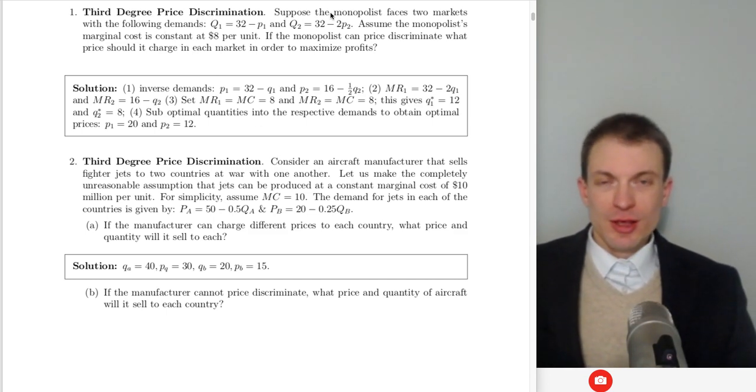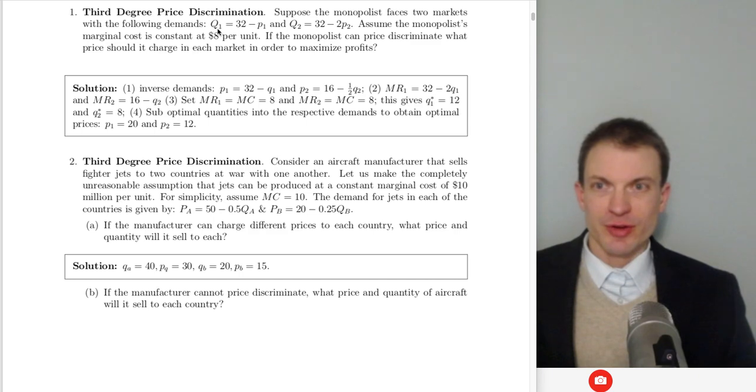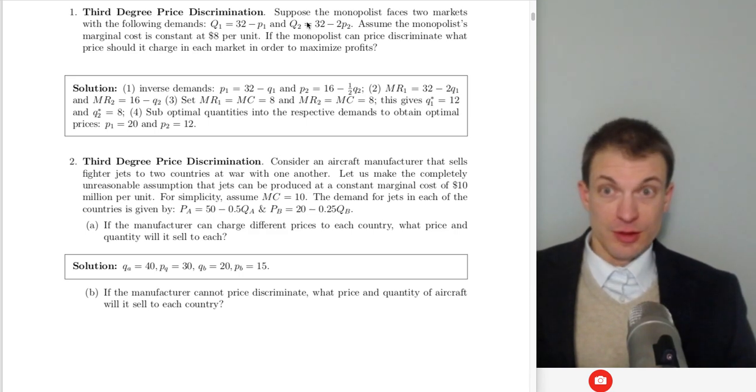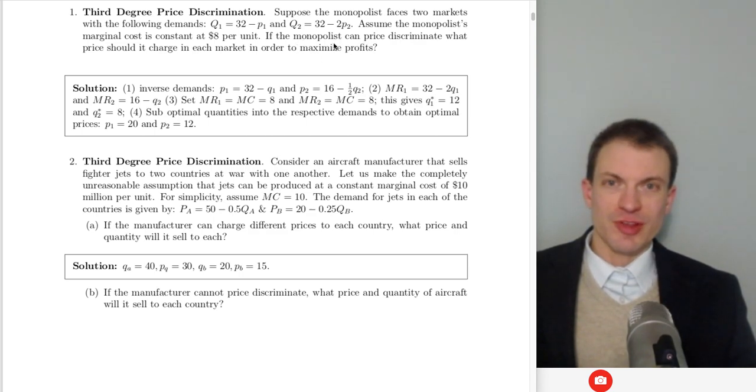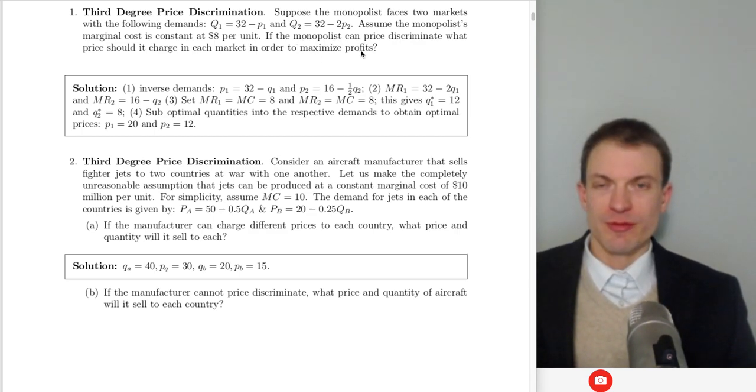Okay, so the first one, suppose we have a monopolist that faces two markets with the following demands. Quantity is given by 32 minus the price in segment 1, and then in segment 2, quantity is given by 32 minus twice the price. Assume the monopolist's marginal cost is constant at $8 per unit. That means that you're going to face the same marginal cost whether you use third degree price discrimination or not, and it's going to be the same marginal cost to serve both markets. It'd be weird if it wasn't, right? So if the monopolist can practice price discrimination, what price should it charge in each market? Technically here, I'm just asking for the price. I'm actually going to solve the problem and then find the quantity and then prices.